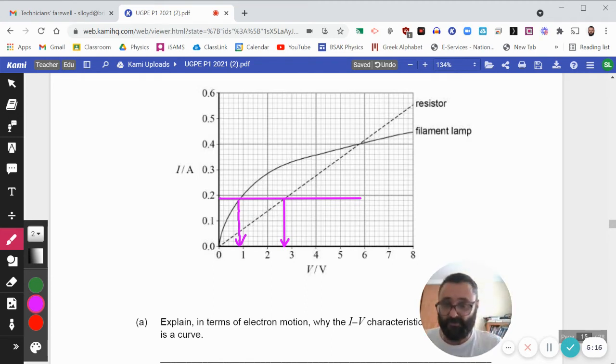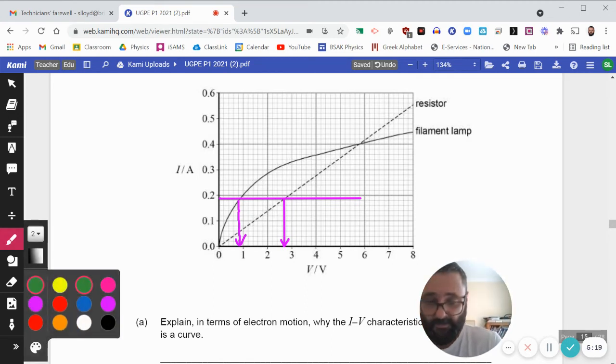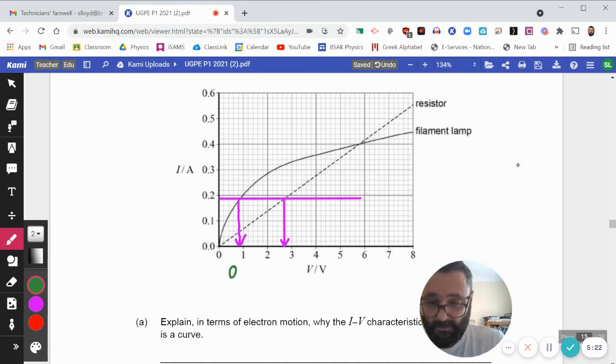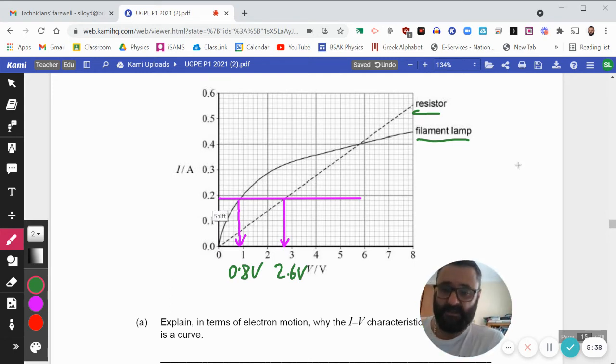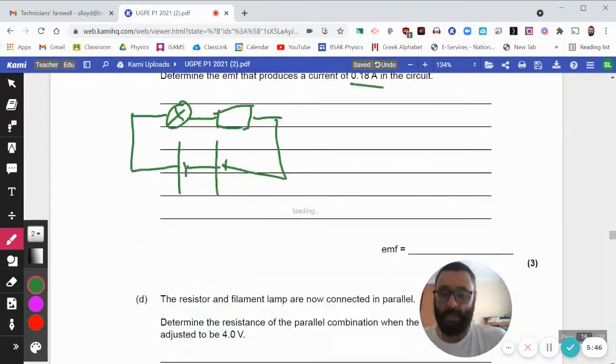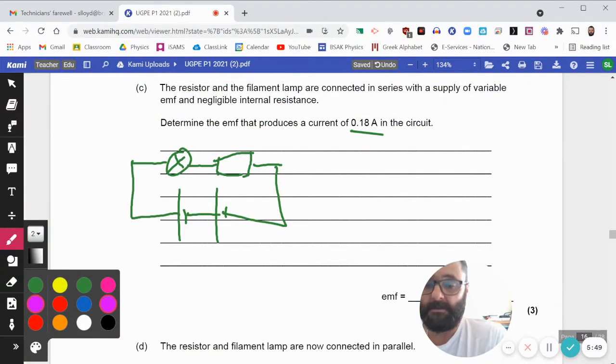Now I've drawn that more accurately on my sheet, but that's looking like 0.8 volts across the filament bulb and 2.6 volts across the resistor. All because it's the same current, because they're in series. So we've got 0.8, 2.6. 0.8, which is which? 0.8, yes.